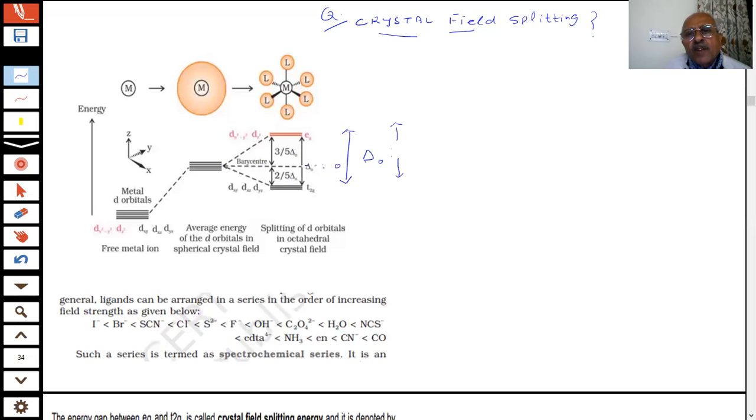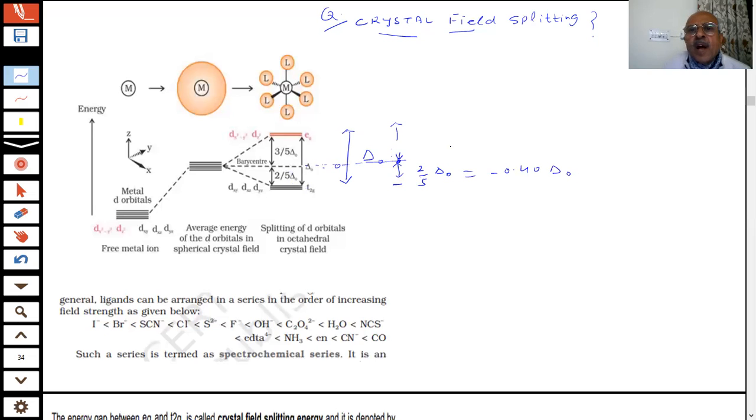As you can see, this is my point, student, here. Here and here we have shown two points. Experimentally they found that this value comes to be 2/5 delta 0. Actually this is minus because the energy drops here. So this is negative, student: minus 2/5 delta 0. What is that equal to? Minus 0.40 delta 0.